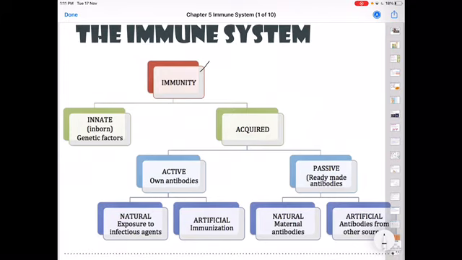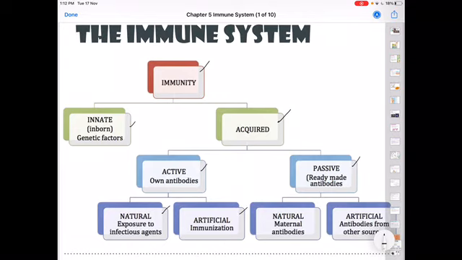Okay, so this is our immunity divided into innate and acquired. So in acquired, there are two types, active and passive. Okay, active, for example, the natural exposure to infectious agent. Okay, active means our own antibody. Our body produce our own antibodies by itself. Okay, yang pertama kita expose kepada antigen tersebut, and then later our body secrete the antibodies.